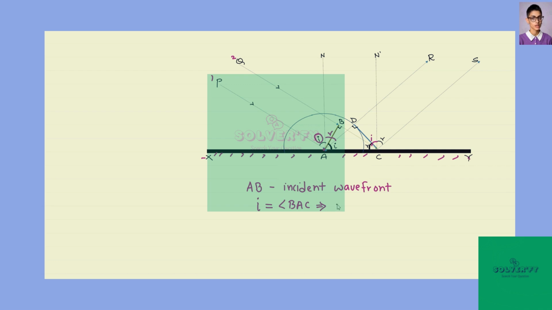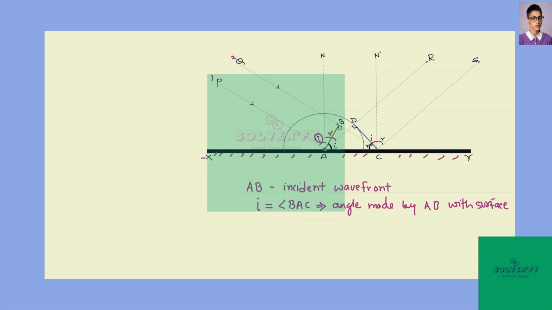This is the angle made by the incident wavefront AB with the surface. Now every point on this incident wavefront AB acts like a secondary source of light as per Huygens principle. So this A is going to emit the secondary waves.